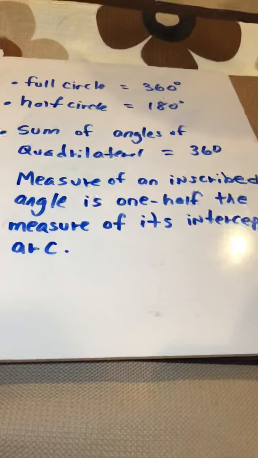Full circle is 360, remember that. Half circle is 180 degrees. And the sum of the angles, which are four angles, of a quadrilateral is 360 degrees. And something very important: the measure of an inscribed angle is 1/2 the measure of its intercepted arc.